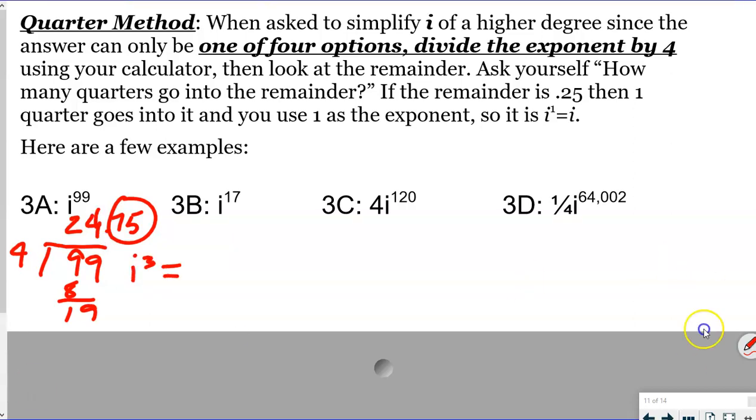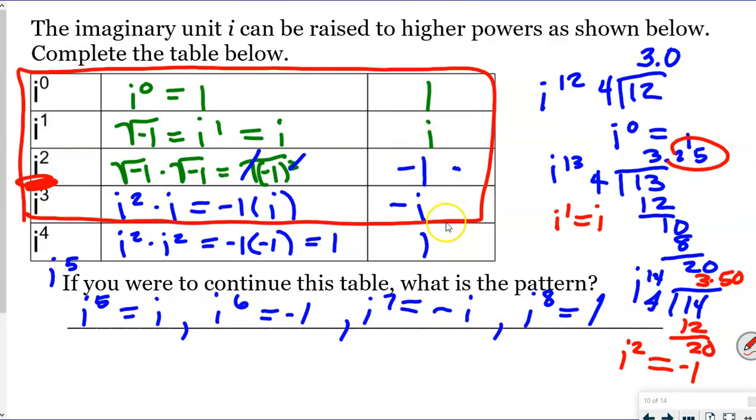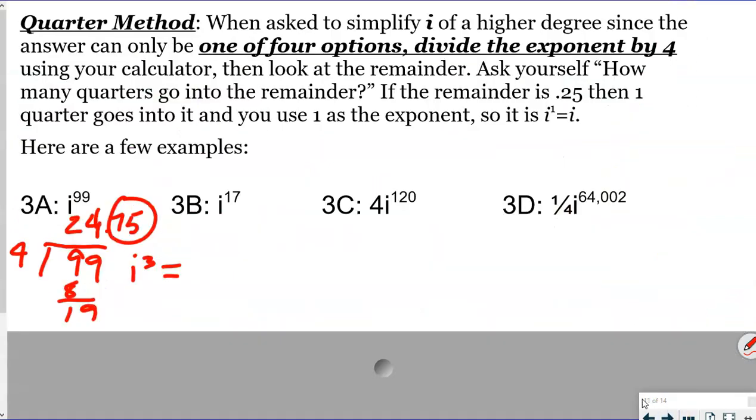Okay, let's go back to the previous slide because that's where we had our little table, right? What was i to the third, y'all? Right here. Negative i. So that's my answer. See it? Okay, now we're going to do, this time, just take the 17, y'all, on your calculator divided by 4. 17 divided by 4, what is that? 4.25. How many quarters is 25 cents? 1, right? So that's going to be i to the first, which is what? Just i.